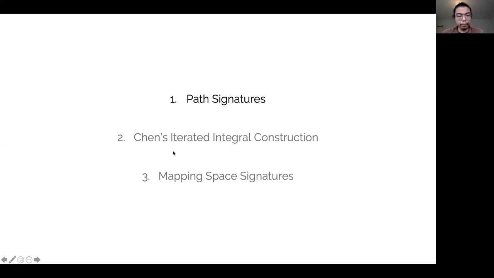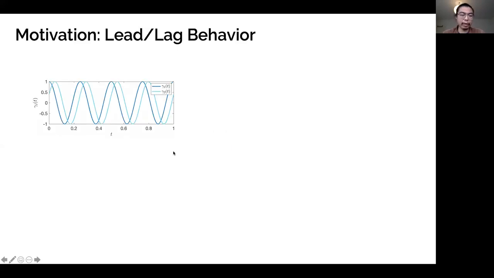All right, and I just want to start off with a sort of basic data science example. So I mentioned that the path signature can be used to study time series. And so this plot is something I have in mind.